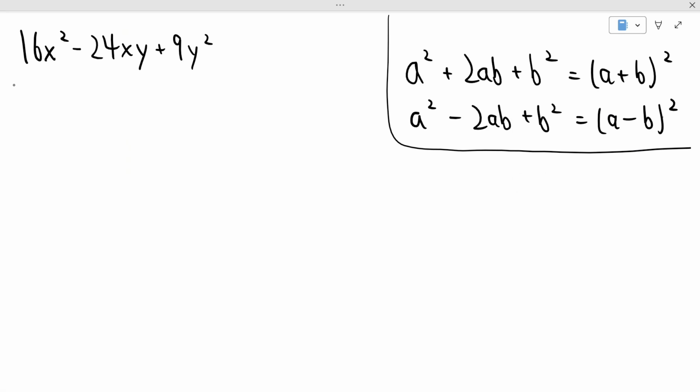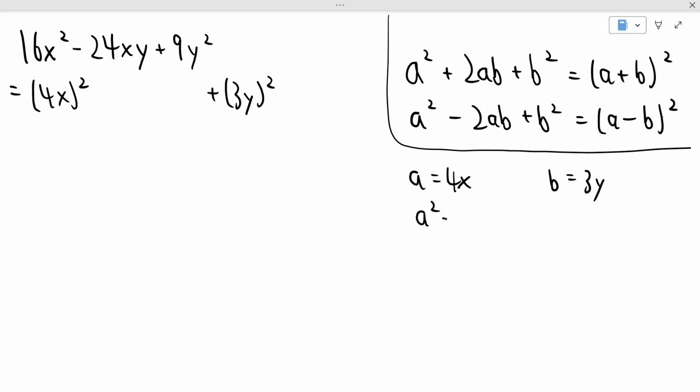So as usual, we'll rewrite 16x squared as (4x) squared, and 9y squared is simply (3y) squared. So we can set a to equal 4x and b to equal 3y, which means a squared is equal to (4x) squared, and b squared is equal to (3y) squared.